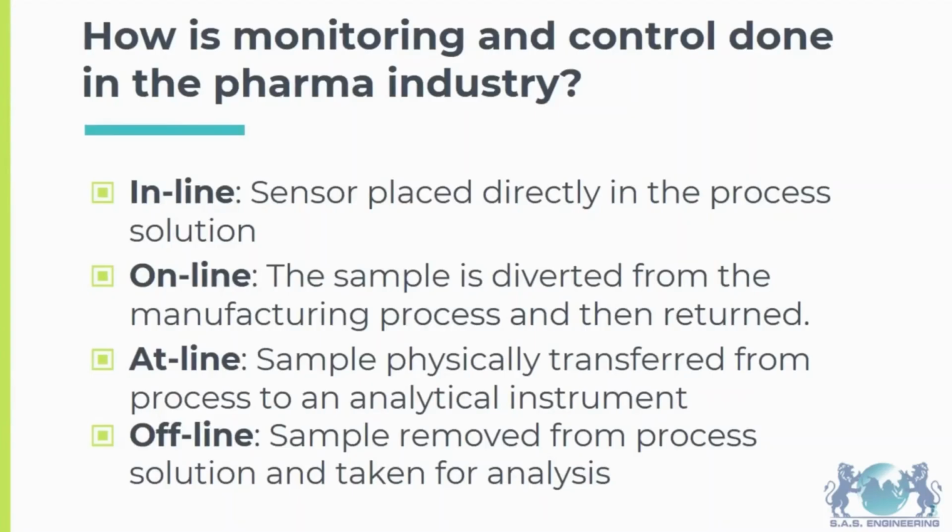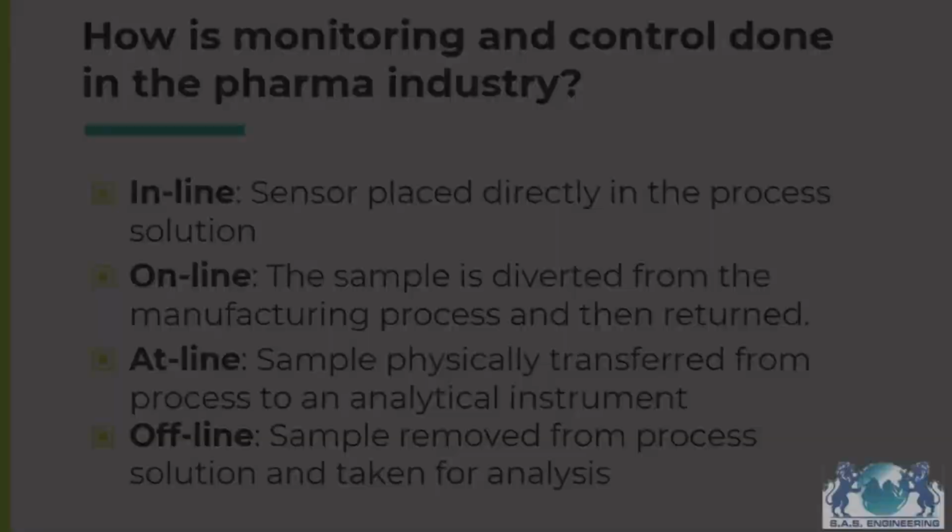There are many ways in which you can set up your monitoring and control system in the pharmaceutical industry. The four most common ways are inline, whereby your sensor is placed directly into your process solution; online, where you divert the sample from your main manufacturing line and then return it after the monitoring process; at-line, this is when your sample is physically transferred from the process to a nearby analytical instrument; and finally, offline, which is where your sample is removed from your process entirely and taken for analysis at another location.